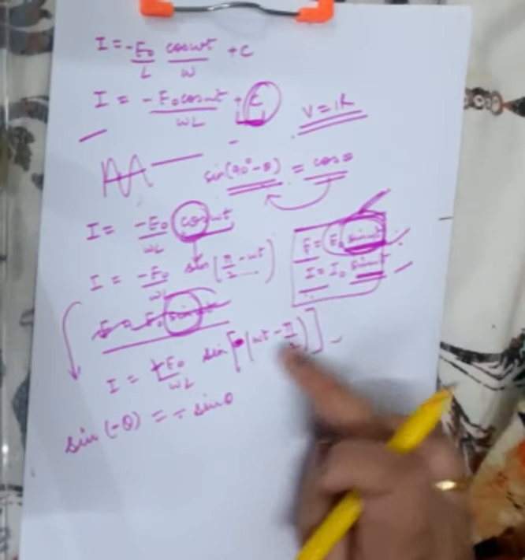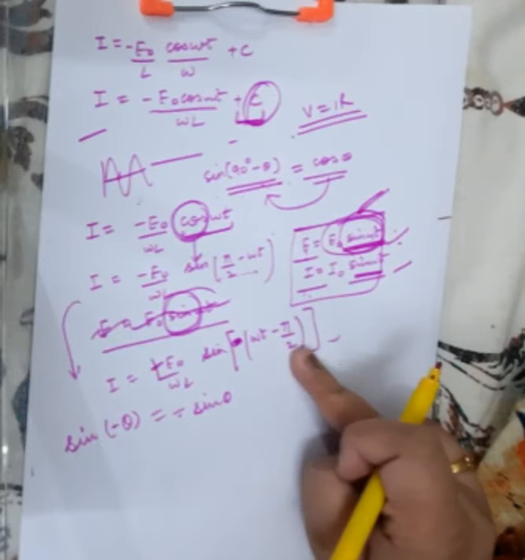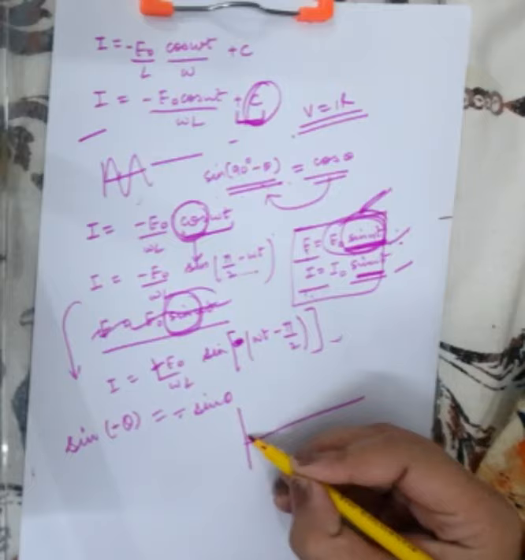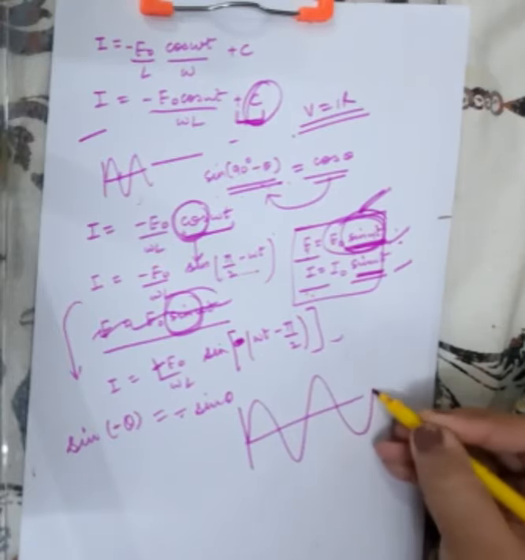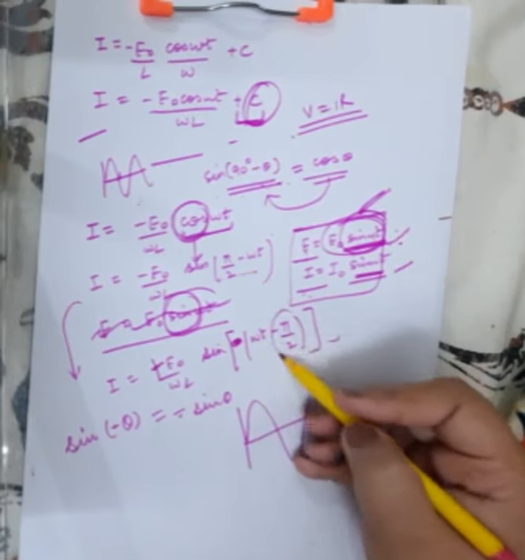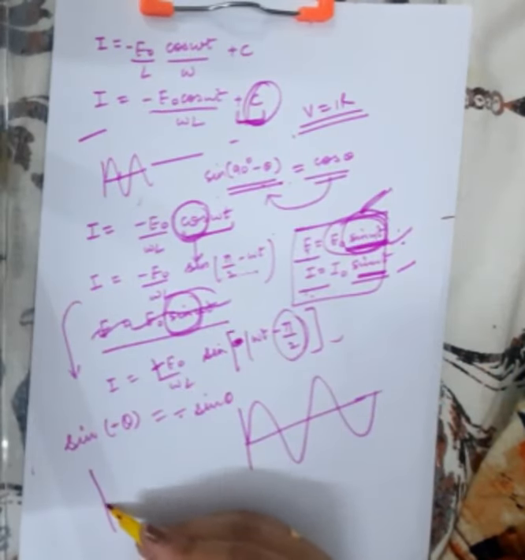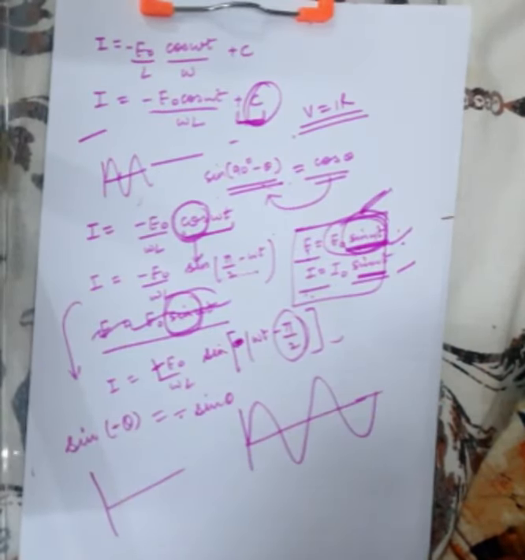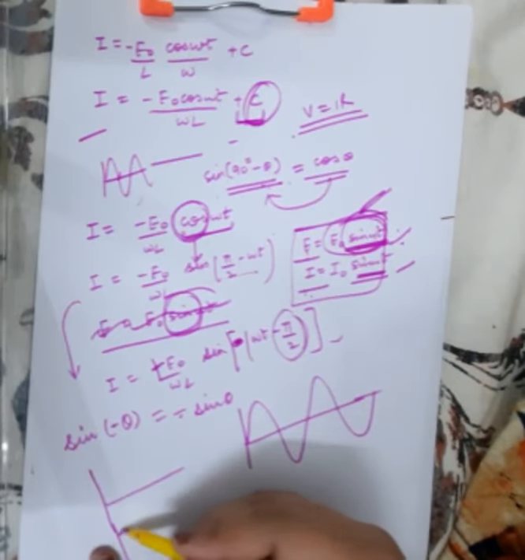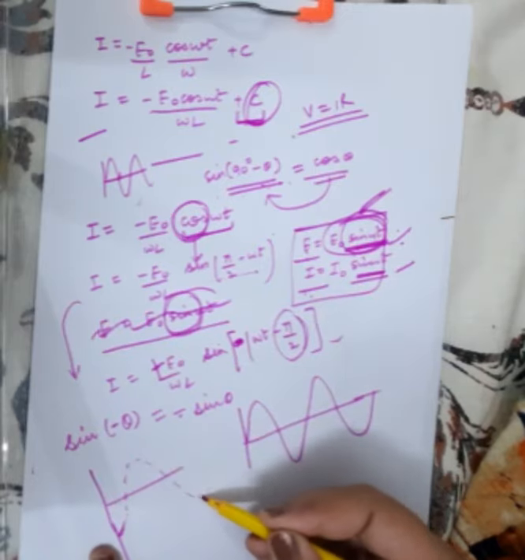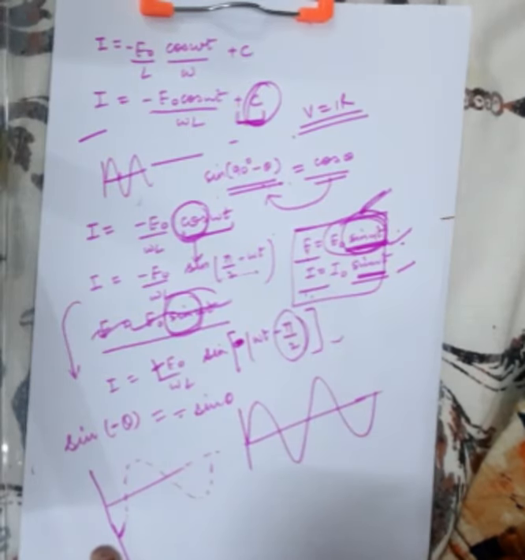So current is sin omega t minus pi by 2. So it means if the voltage is like this, the current will lag behind it by pi by 2. It means the phase of the current will be something like this, lagging behind by pi by 2. This will be the value of the current, so these two are not in phase.